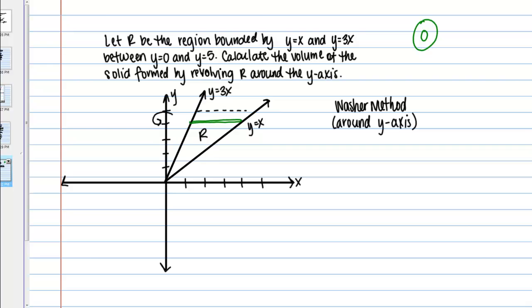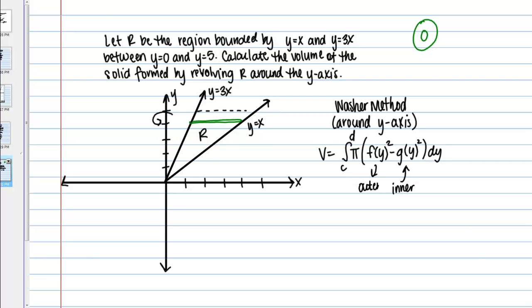So formula-wise, what does the washer method look like? Well, it says that the volume of my region is given by the integral from c to d of pi times f of y squared minus g of y squared dy. Now here, the important thing to realize is, one, that we're integrating in terms of y, but also that f of y represents the outer function, and g of y represents the inner function. Or you can think about it as the outer radius and the inner radius of your washers.